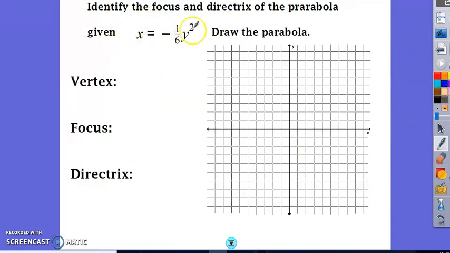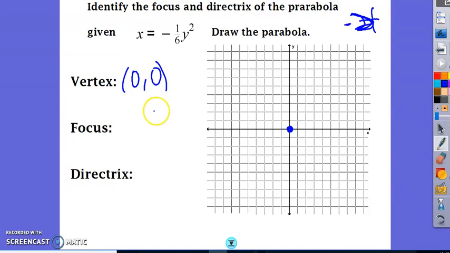All right, this example is in standard form. It's x equals negative 1 over 4p, so this means that it opens along the x-axis, and it will open to the left because it's negative, and the negative x values are over here. Again, we have a vertex at 0, 0.